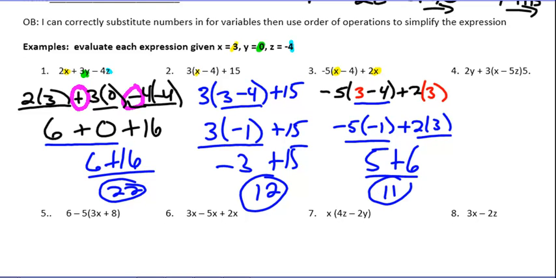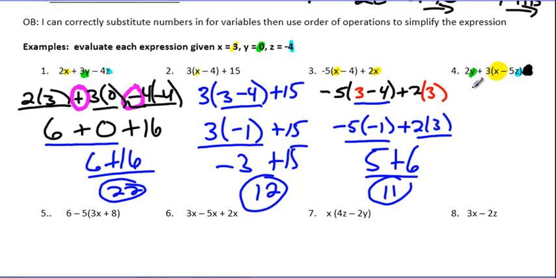Alright, number 4. Here's my x. Here's my y. And here is my z. There's a typo there. That 5 shouldn't be there.